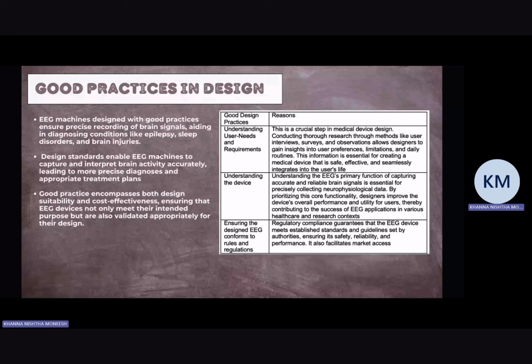Lastly, ensuring the design EEG conforms to rules and regulations. Regulatory compliance guarantees that the EEG device meets established standards and guidelines set by the authorities, ensuring its safety, reliability, and performance, hence facilitating market access.